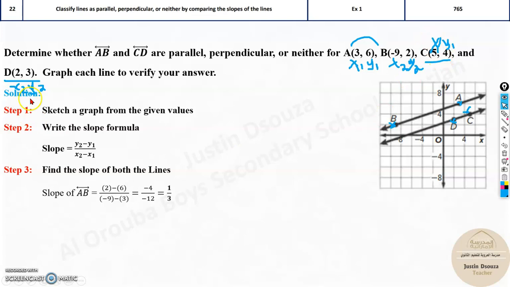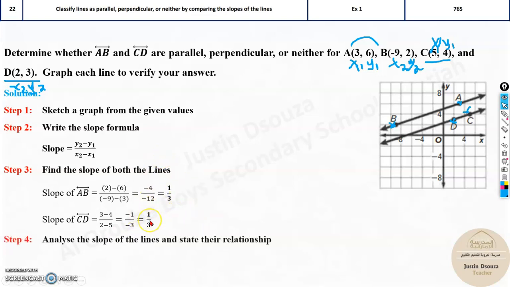Now find the slope of the line C and D. Now same thing, that is 3 minus 4 divided by 2 minus 5. You will get the answer, -1 by -3. It's 1/3 again, positive 1/3. The slopes are same, and we must remember, if the slopes are same, they are parallel lines.